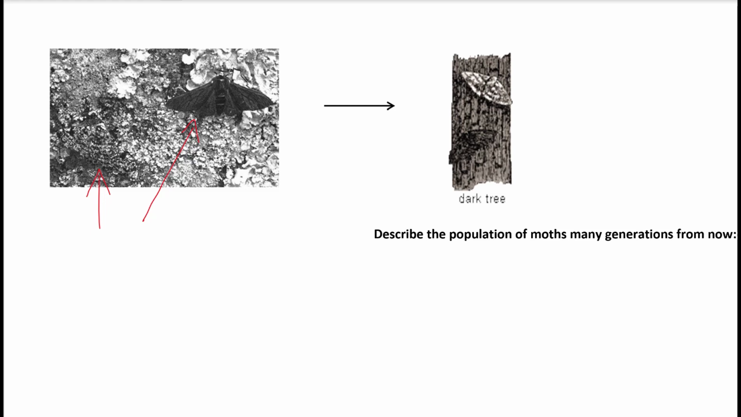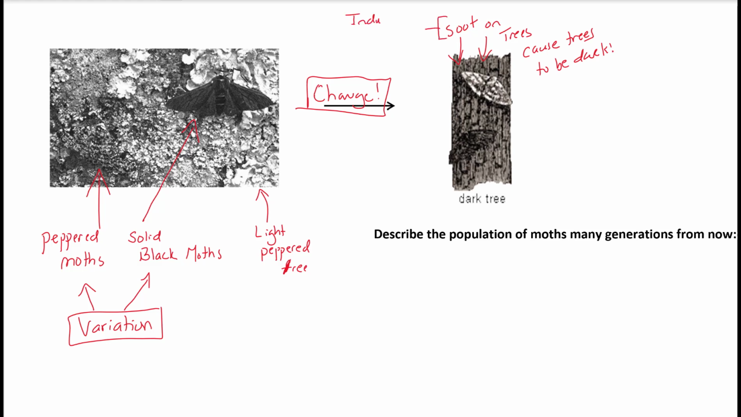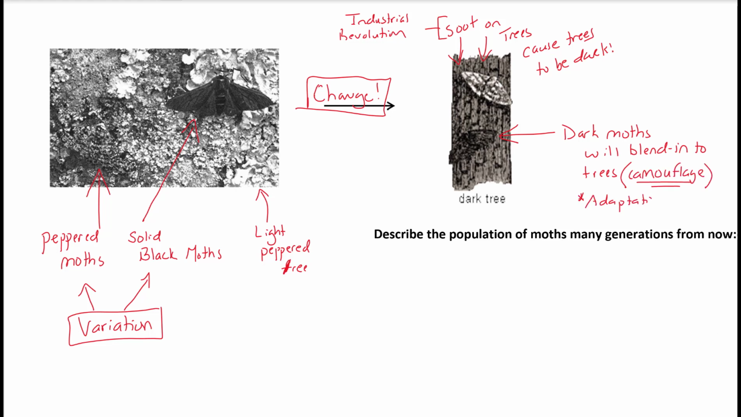Looking at moths, always make sure you close your closet because moths will eat your clothes. You have a peppered moth and you have a solid black moth on a light peppered tree. This is good for the peppered moths, bad for the all black moths. Nonetheless, there's variation. But a big change happened. And you see on the right, there's a lot of soot that went on those trees due to the Industrial Revolution. This caused the dark moths to blend in with their environment and the peppered moths to stand out. Blending in with your environment is called camouflage, and it is a good adaptation to have.